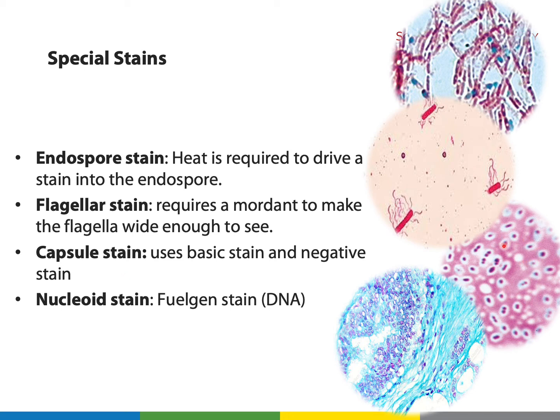Capsule stain uses a basic stain and a negative stain. So this is an example of a basic stain. An example of a negative stain is using India ink or nigrosin stain. So you will see the capsule with a halo, and the background is black.